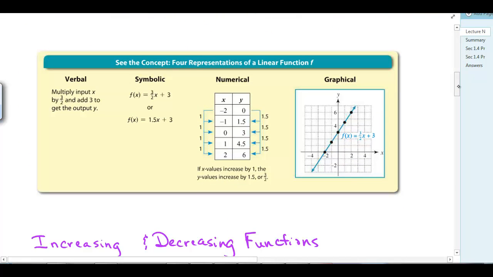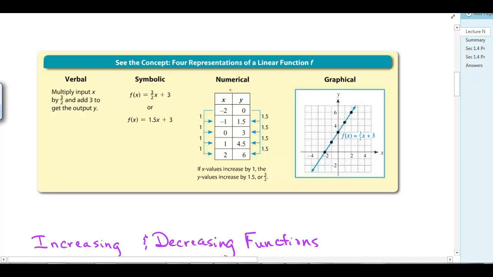All right. There's 4 representations of a linear function. And you might hear about verbal, where it's really an English sentence that talks about the mathematical sentence. Multiply the input x by 3/2 and add 3 to get the output y. So that's a verbal representation. The symbolic would be to put that in your mathematical sentence. F of x equals 3/2 x plus 3, or with decimals you could have 1.5x plus 3.